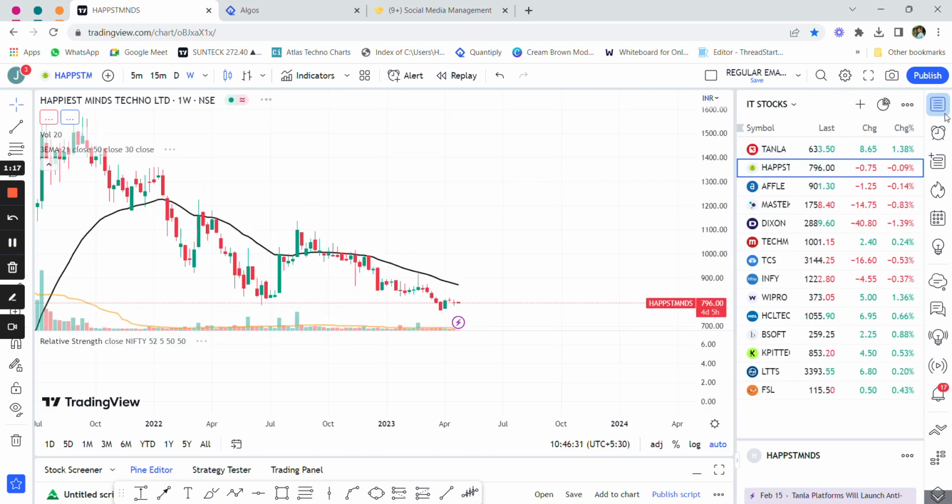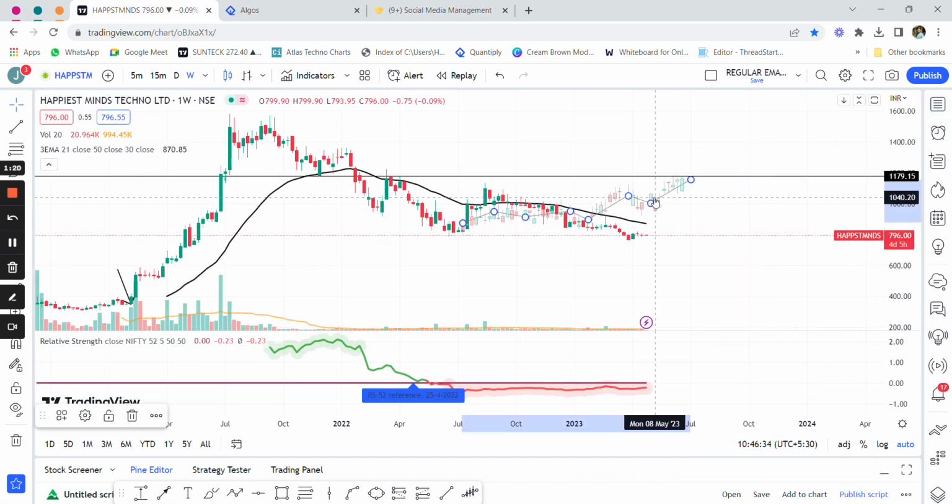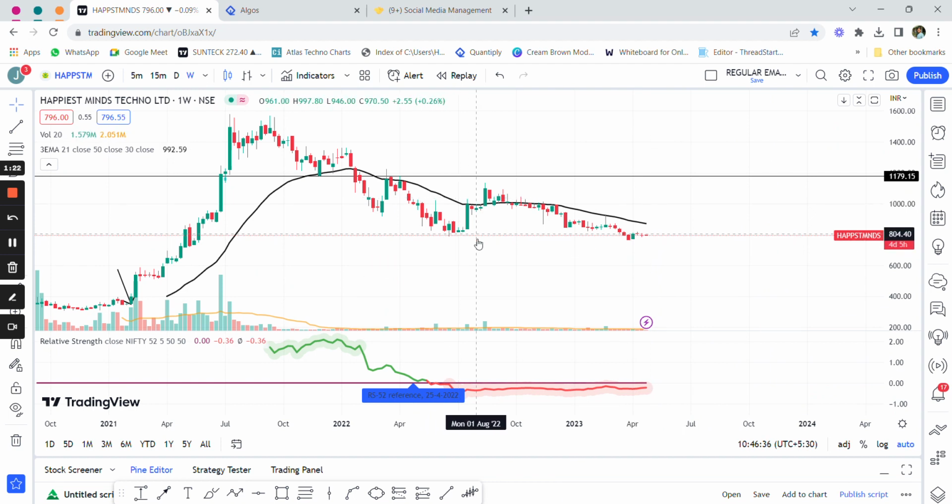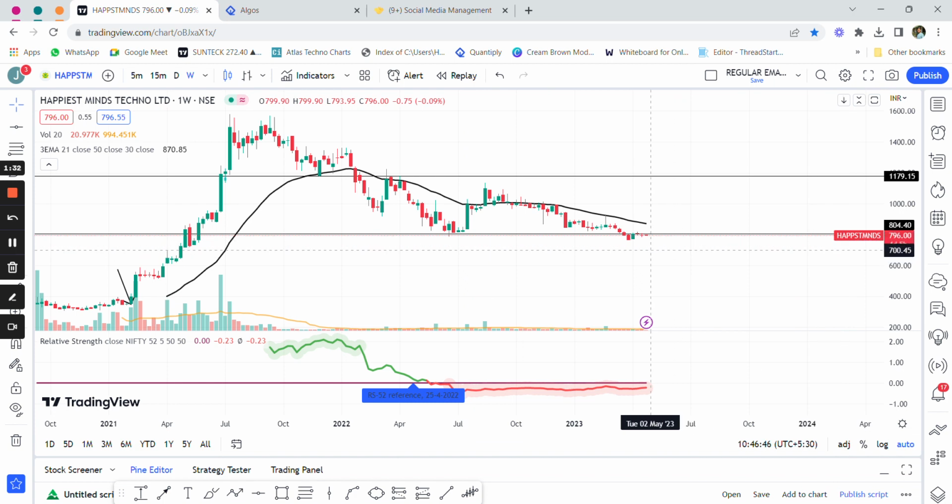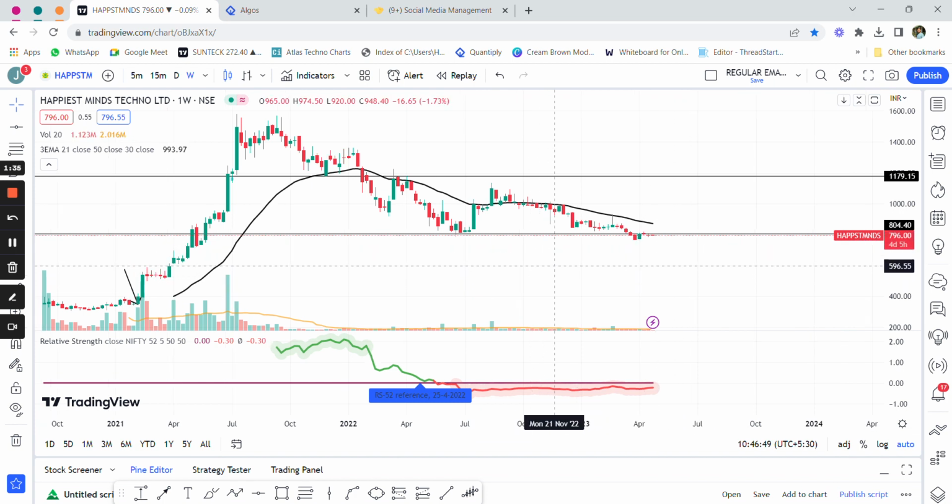So the next stock is Happiest Mind, and you can clearly see that Happiest Mind is in stage 4 downtrend. We can see that the support of Happiest Mind is at around 800 rupees, and this is a very important support. The stock can head further down to 596 or 600 rupees. This is also a no buy zone, and I would request you not to enter into this stock. If you are already holding the stock, exit below 760 rupees and enter again if it moves above this area.